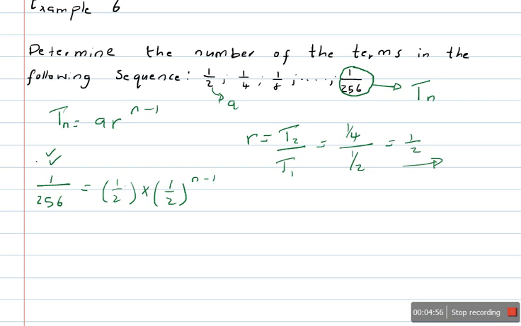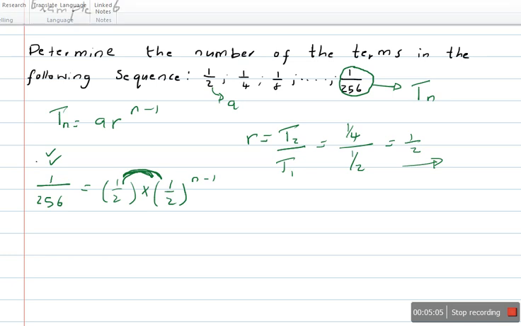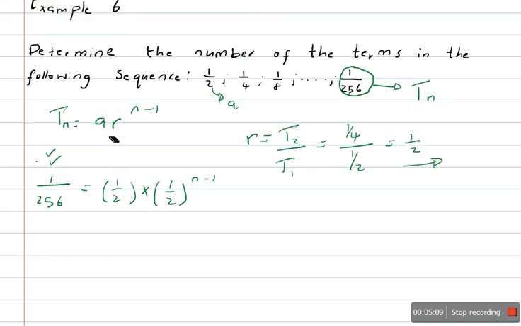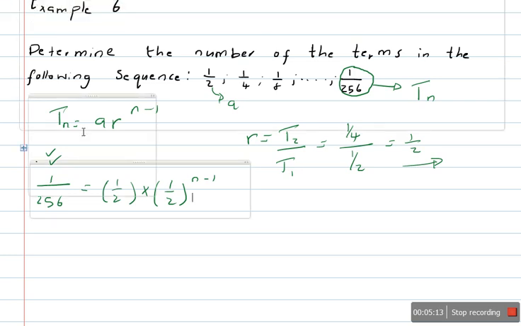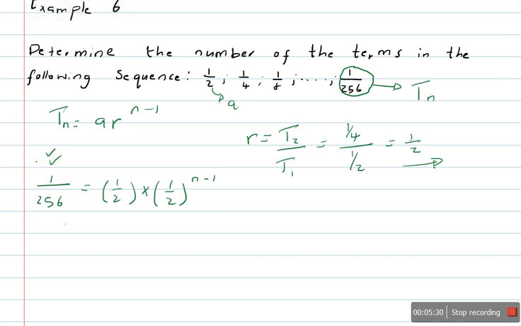Here again it's the same thing, you can't simply multiply these, you would be breaking the math. What you can do is divide by this half. So 1 over 256 divided by half, so the answer is going to be 2 over 256, equal to 1 over 2 to the power of n minus 1.